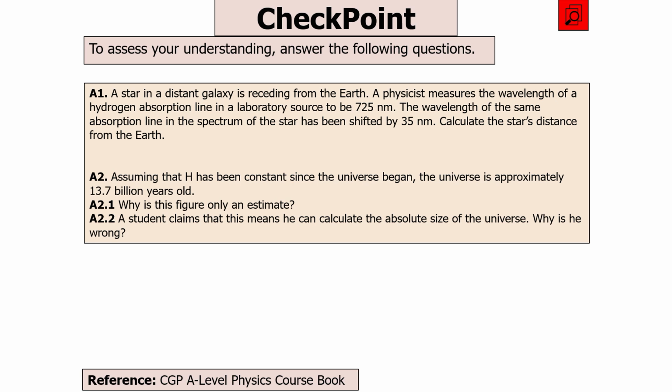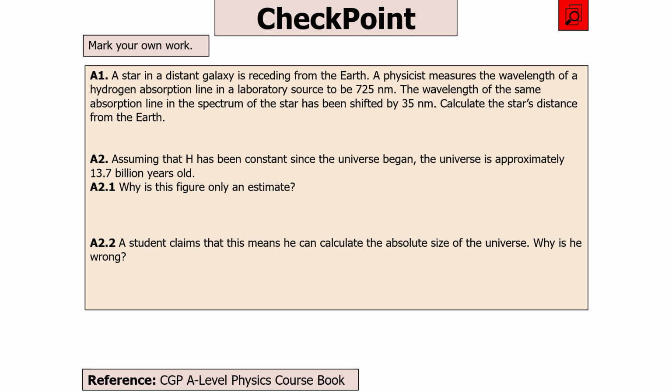The next question says, a star in a distant galaxy is receding from the Earth. A physicist measures the wavelength of the hydrogen absorption line in a lab source to be 725 nanometers. The wavelength of the same absorption line in the spectrum of the star has been shifted by 35 nanometers. Calculate the star's distance from the Earth. Then, assuming H has been constant since the universe began, the universe is approximately 13.7 billion years old. Why is this figure only an estimate? And then a student claims that this means he can calculate the absolute size of the universe. Why is he wrong? So pause the video now, then unpause the video when you want to go through your answer.